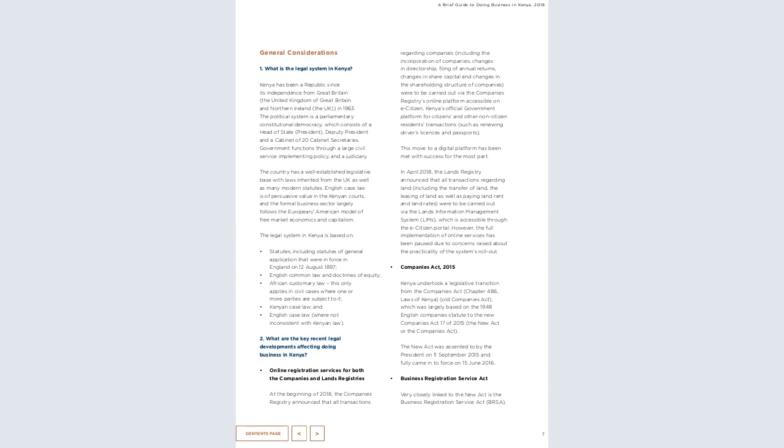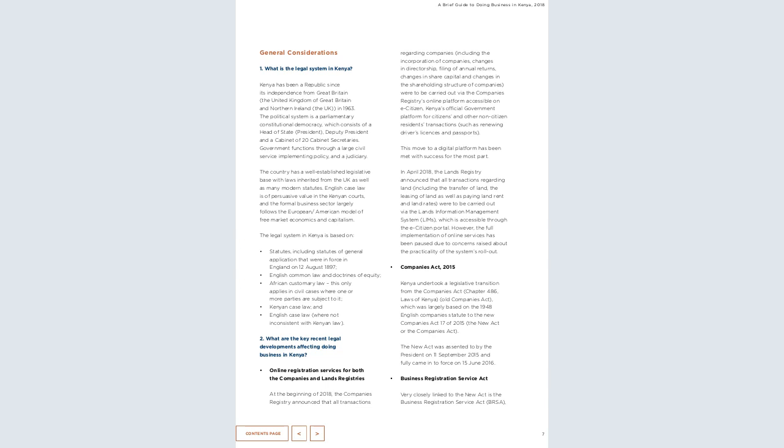Now, transactions were to be carried out via the Companies Registry's online platform, accessible on the eCitizen, Kenya's official government platform for citizens and other non-citizen residents' transactions, such as renewing driving licenses and passports. So this move to a digital platform has met some successes for the most part.